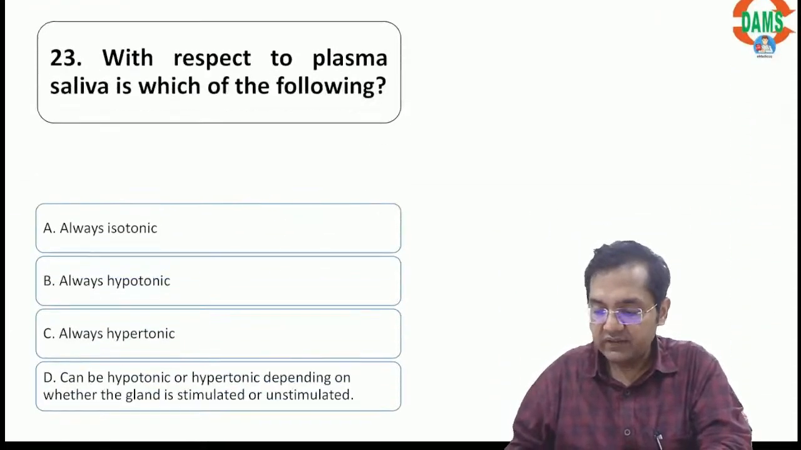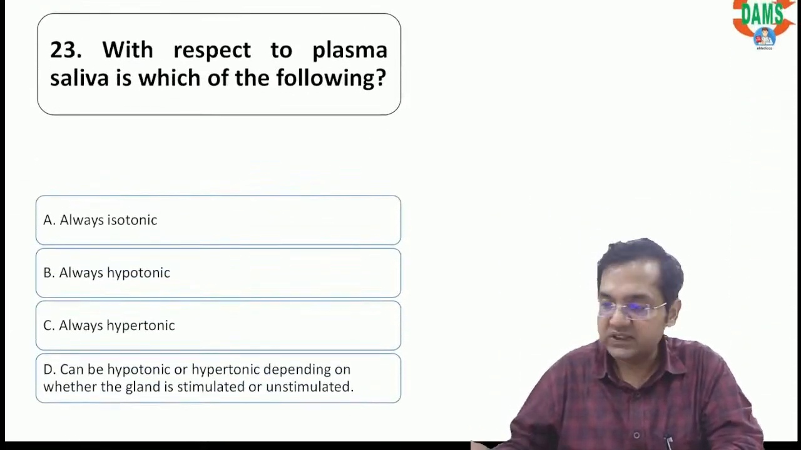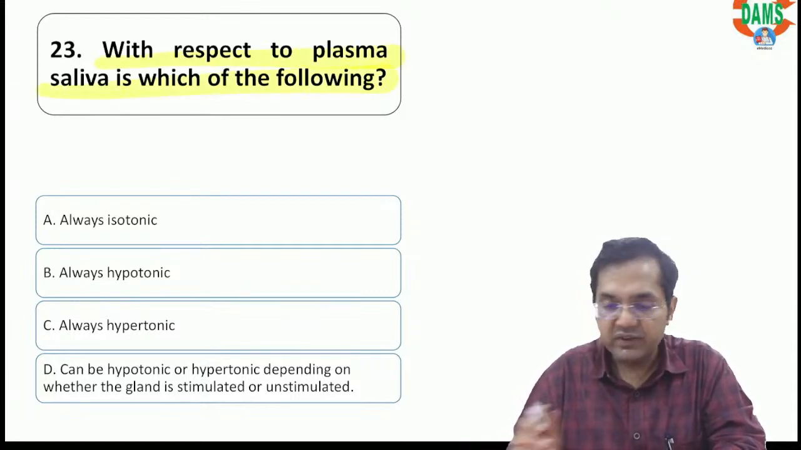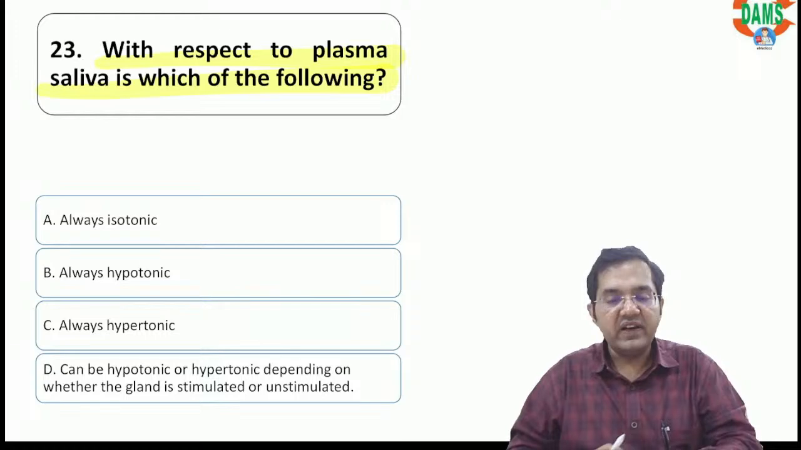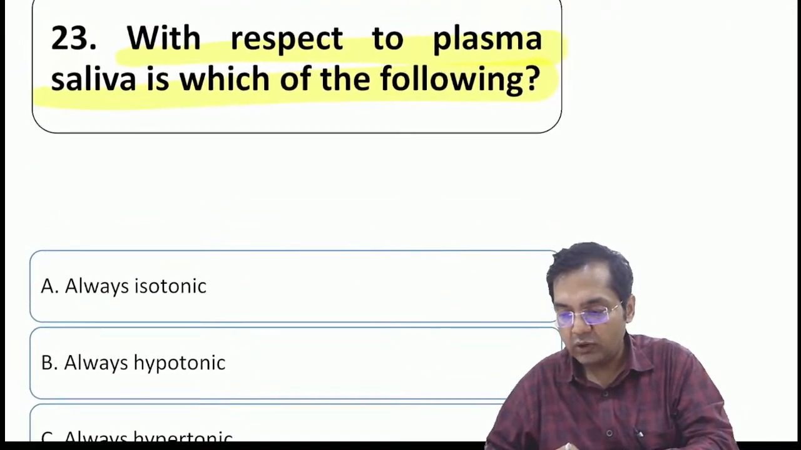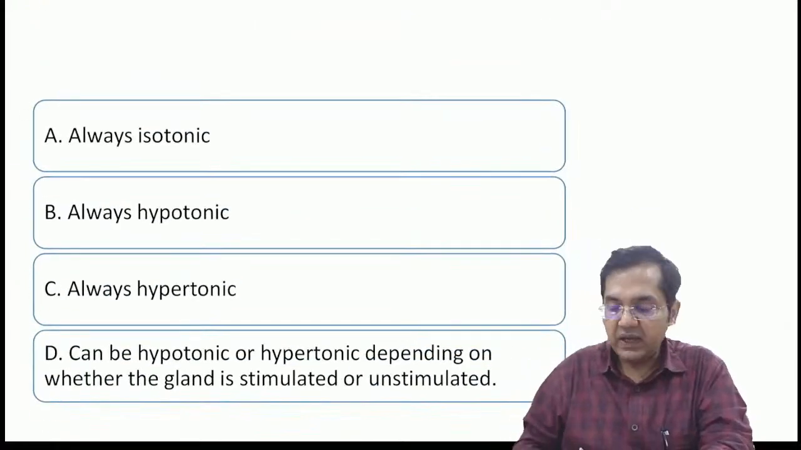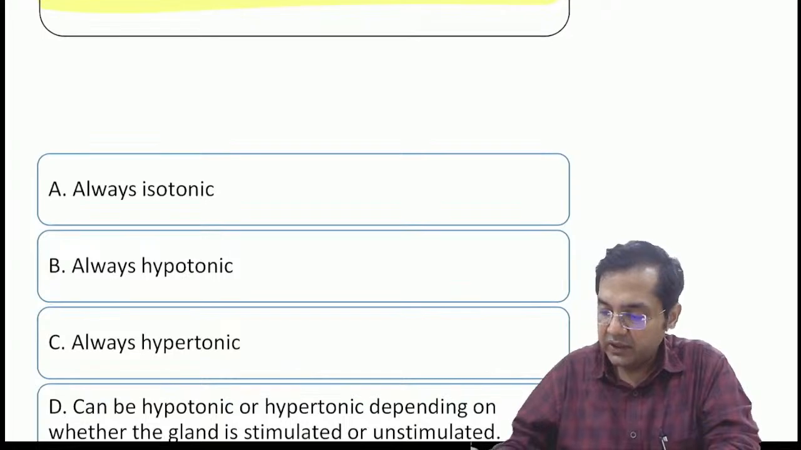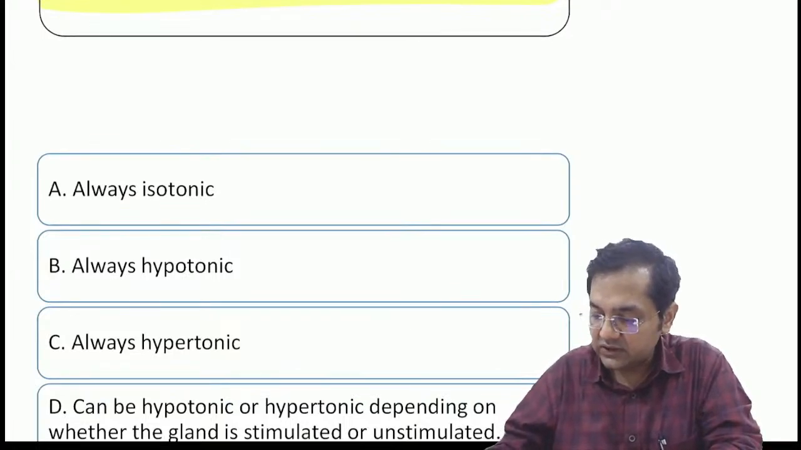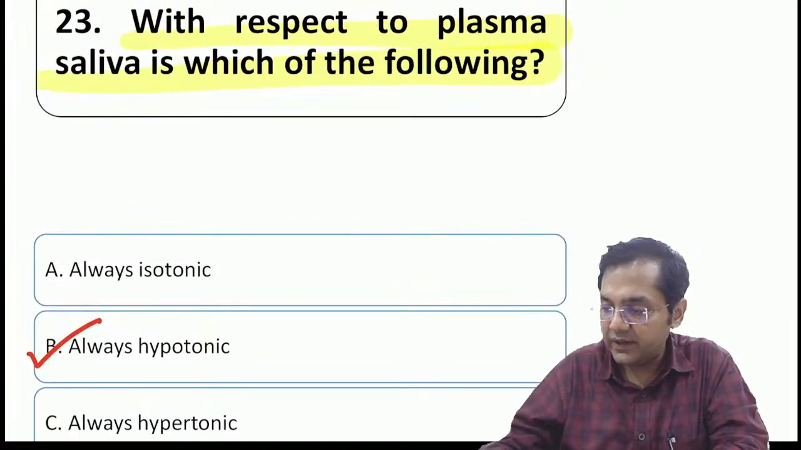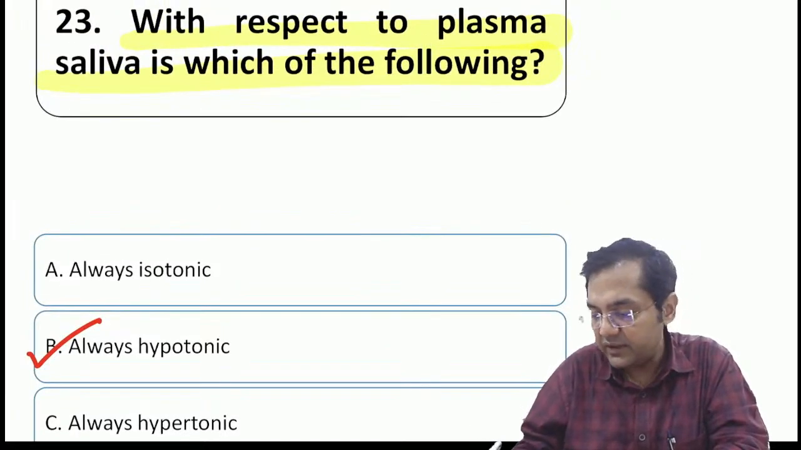Moving to 23, another very important question. With respect to plasma, saliva is which of the following? Always isotonic, always hypotonic, always hypertonic, or depends, can be hypo or hyper, depends on whether the gland is stimulated or not. Remember, the answer is actually always hypotonic. Let's see why. So I'm quickly revising with you all.